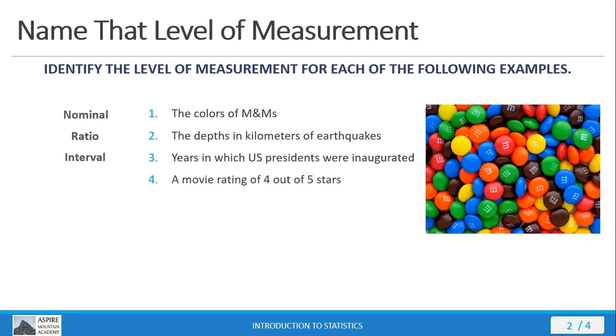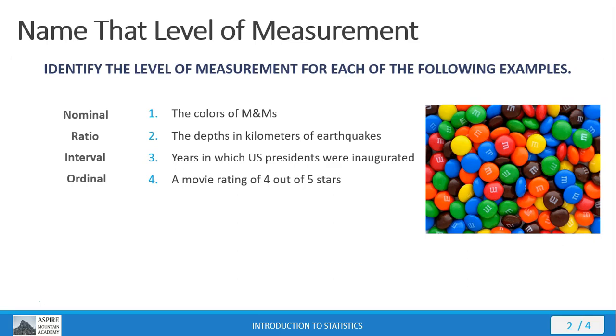Next at bat, we have a movie rating of 4 out of 5 stars. I'll give you a moment to respond. This is an example of ordinal data.